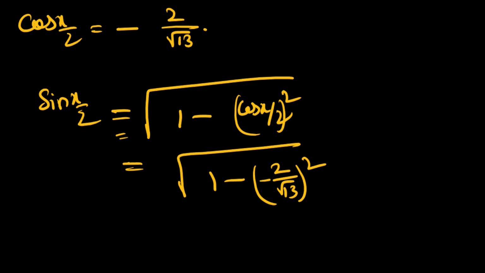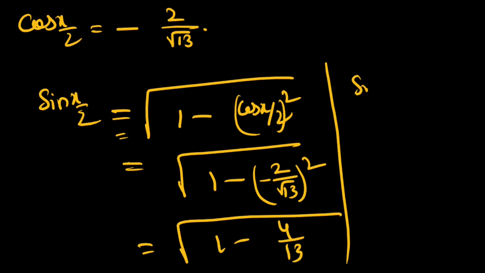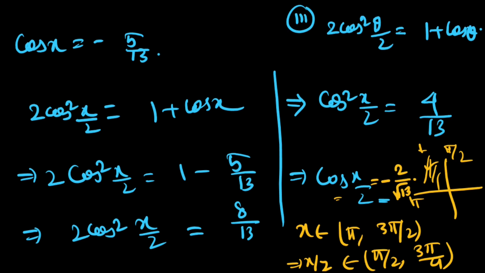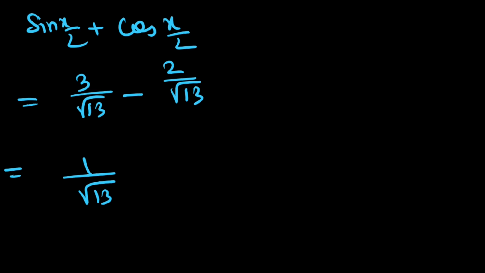So we calculate it: 1 minus 4 by 13, that is sine of x by 2. We got root under 9 by 13, which is equal to 3 by root under 13. Therefore, for our expression sine x by 2 plus cos x by 2, we find both values: sine is 3 by root under 13 and cos value is minus 2 by root under 13. So we put them here, that is actually 1 by root under 13. If you see the options, option 4 is the correct option.